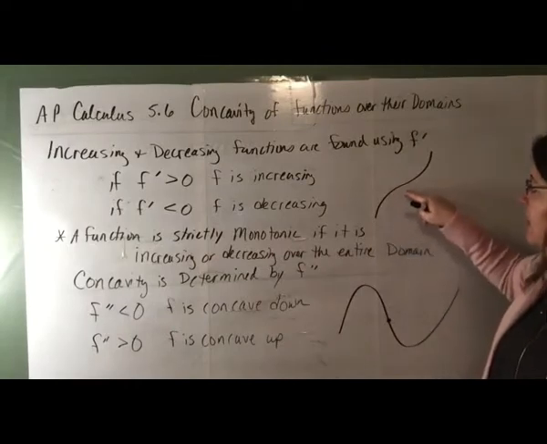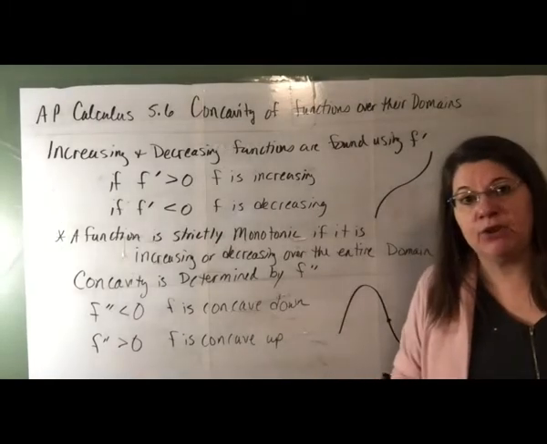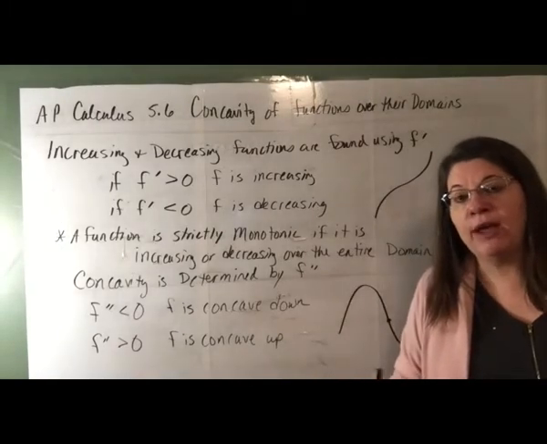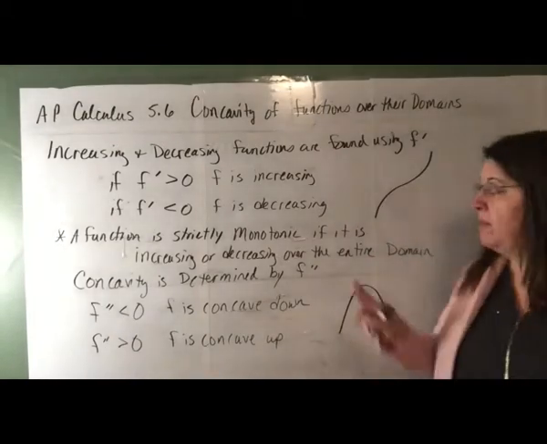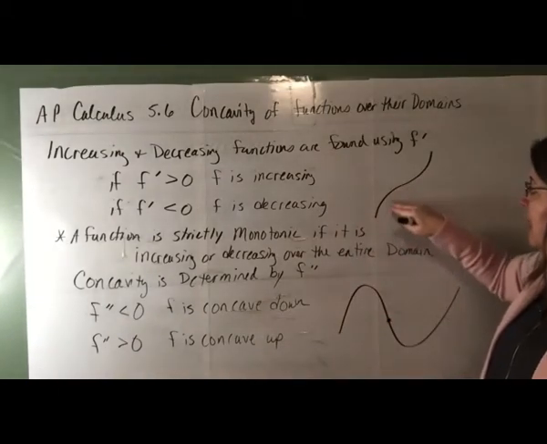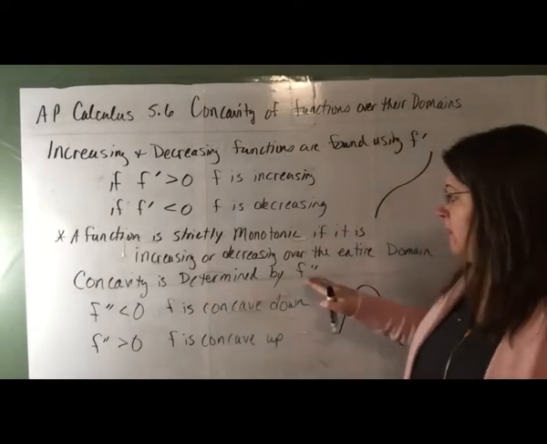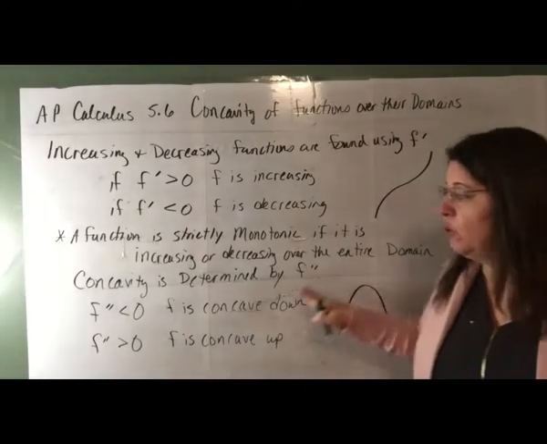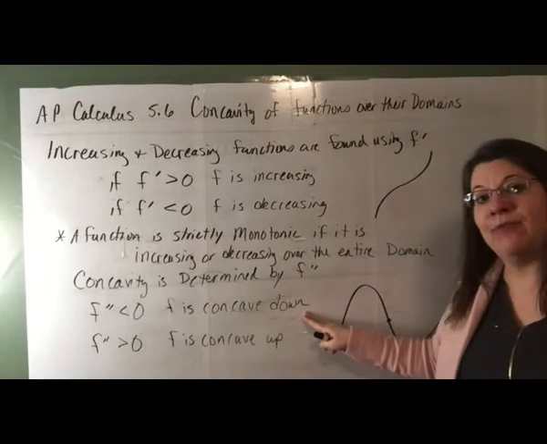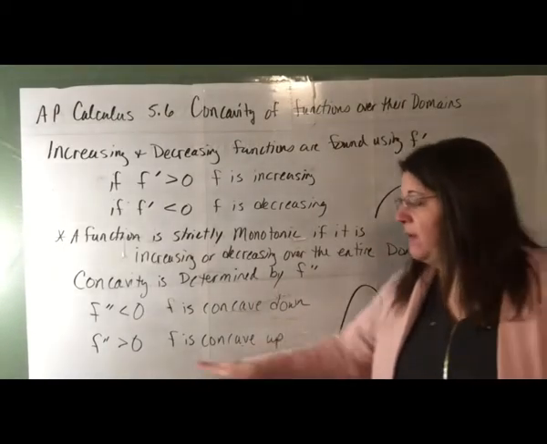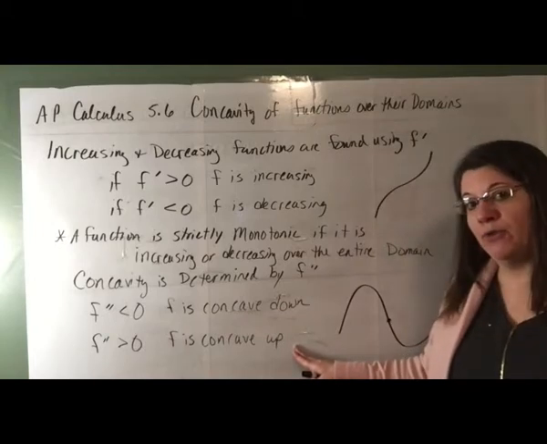This one is increasing over the entire interval. It's possible to have a function decreasing over the entire interval, where you won't have maximums or minimums, but you could possibly have points of inflection because concavity changes from concave down to concave up or vice versa. Concavity is determined by f double prime. If your f double prime is less than 0, then your function is concave down at those points. If f double prime is greater than 0, your function is concave up for those points.